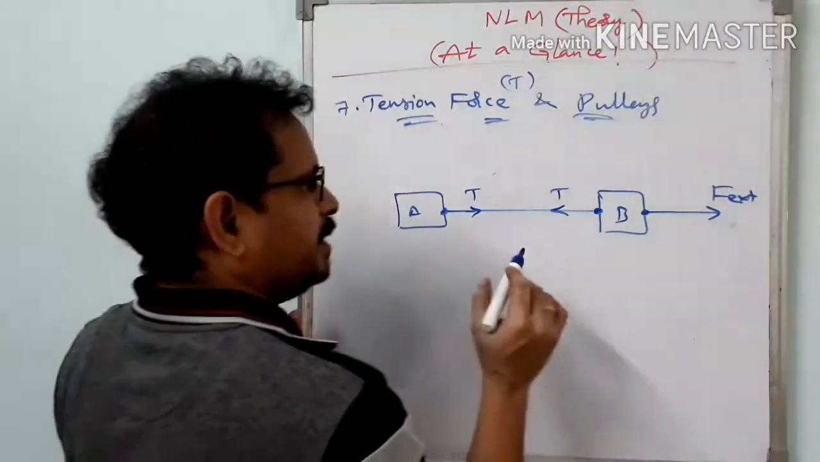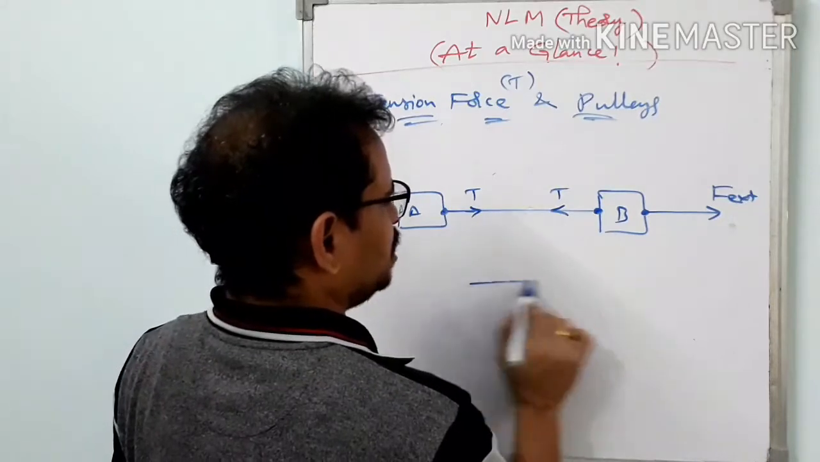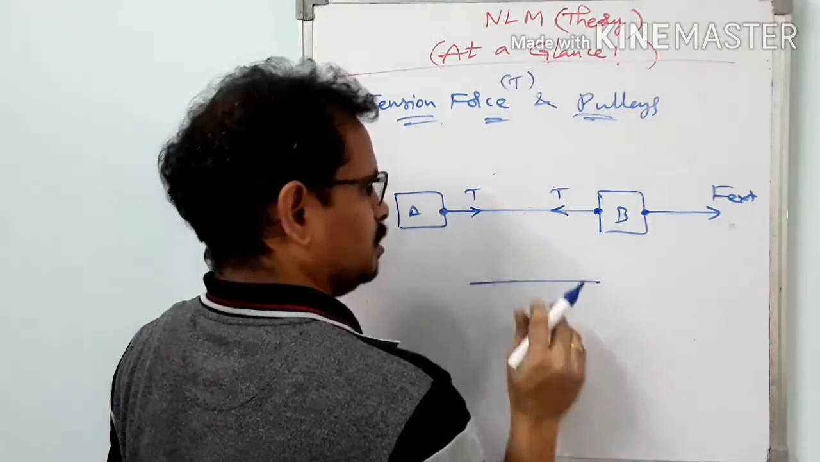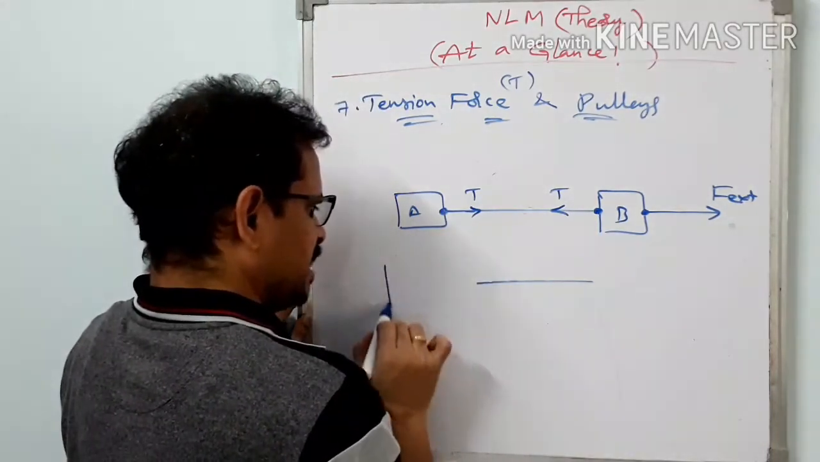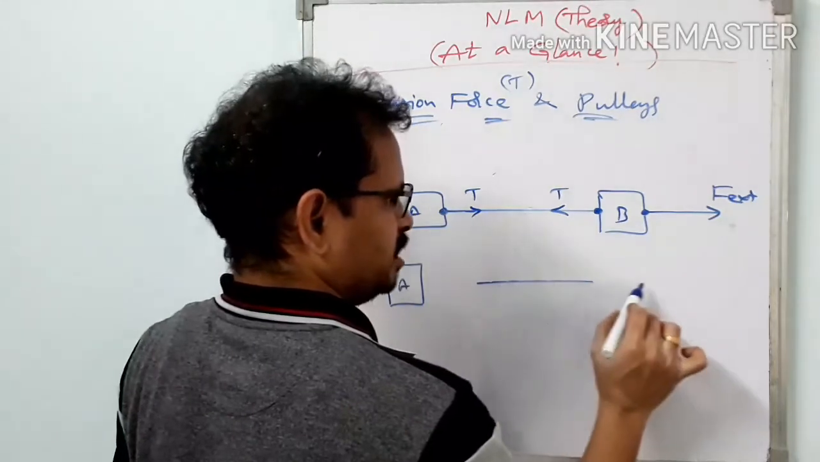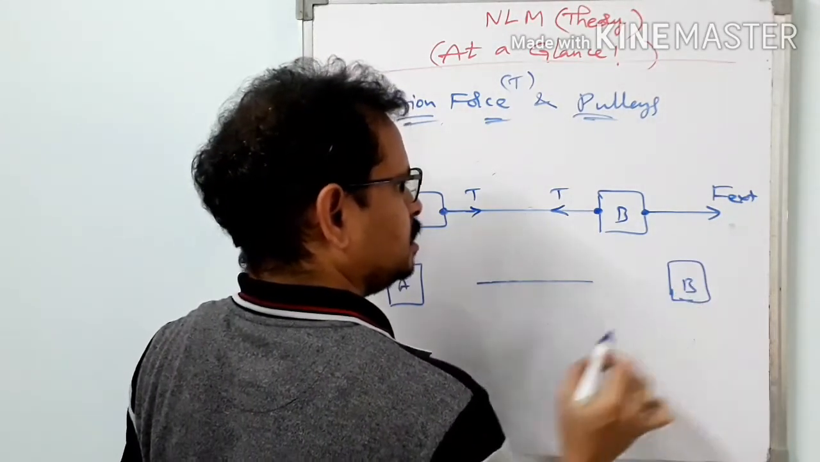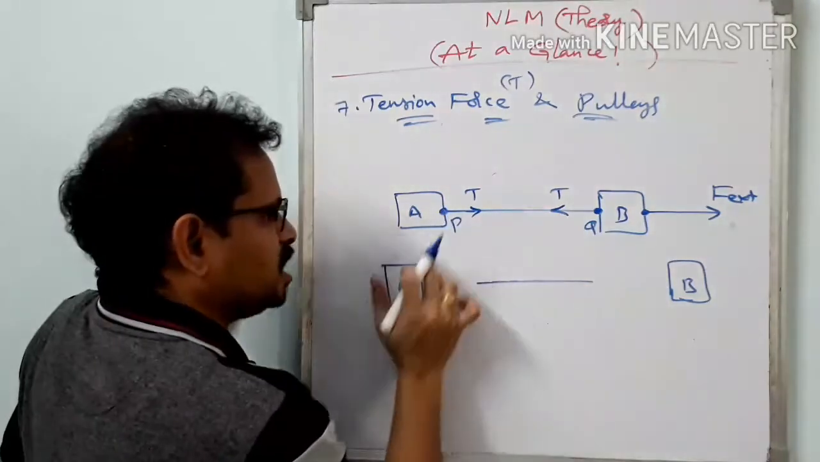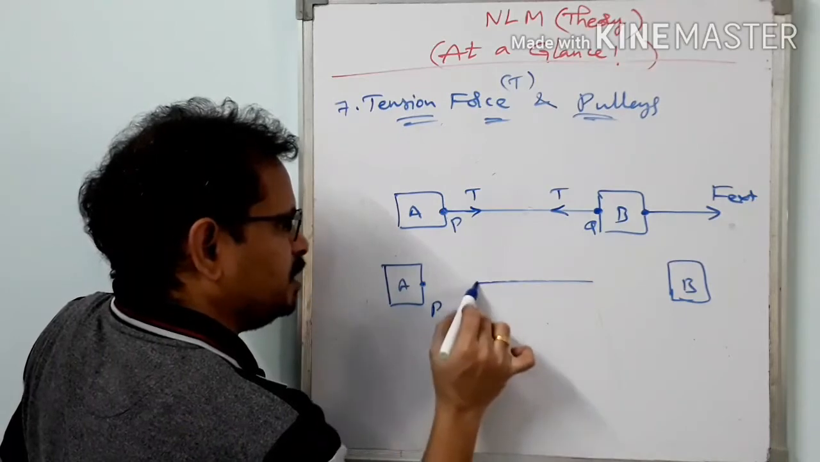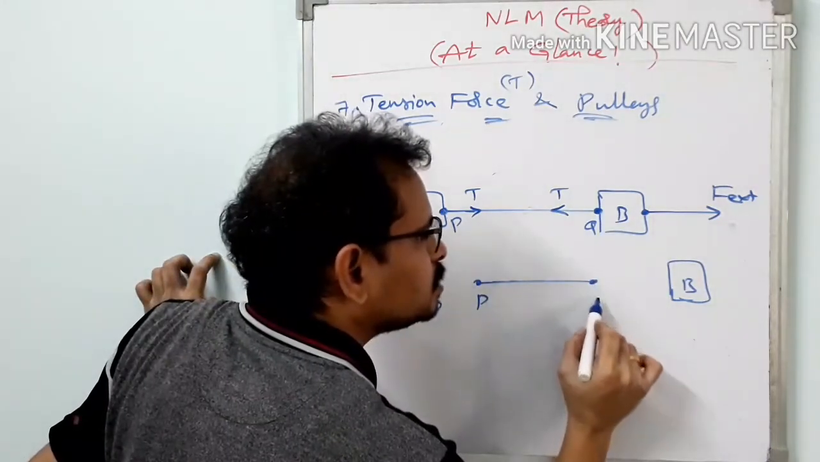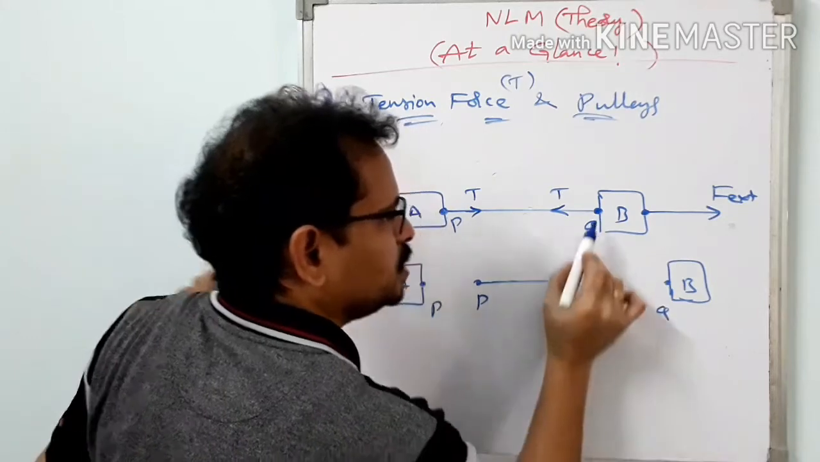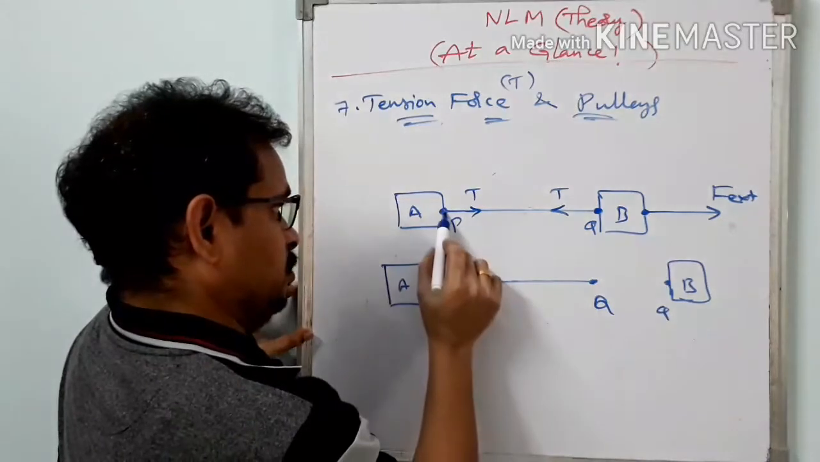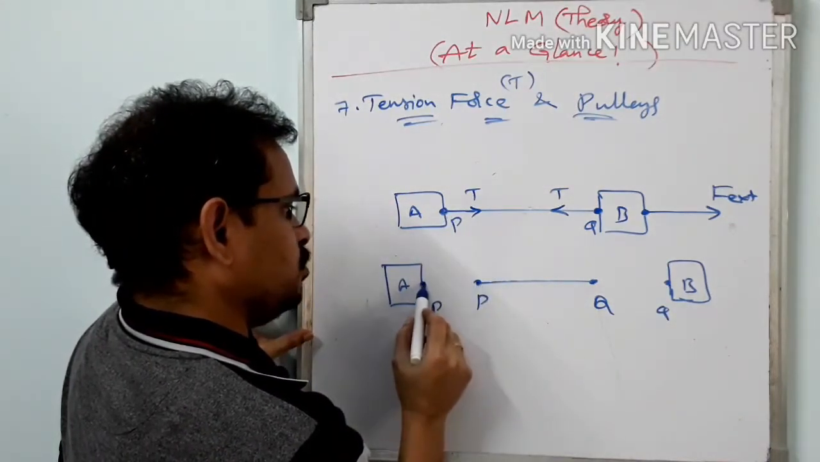Two things here. Suppose we consider the string alone, so this point is on the block, not on the string. Here this point is also on the block, not on this string. Now let me draw the blocks and strings separately here. This is block A, this is the string part, and this is block B. Let this point be P, and this point be Q. This is point P, here this is point P. And this point is point Q, and this point is point Q. This point Q is a common point for this end of the string as well as this point of B. Here this point P is common for this end of the string and this point on this block.